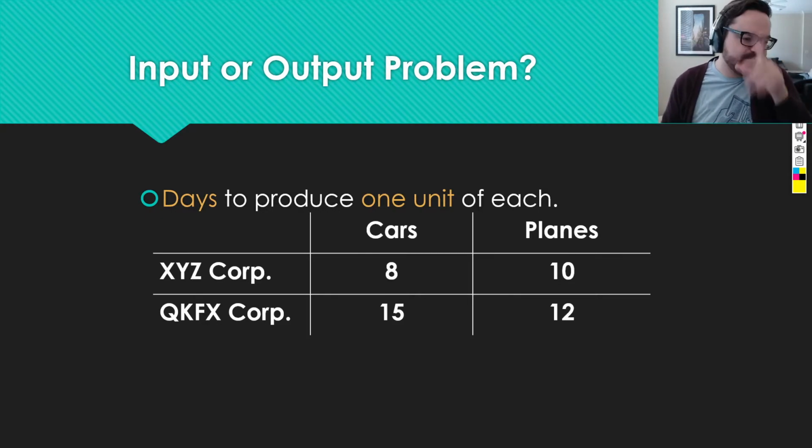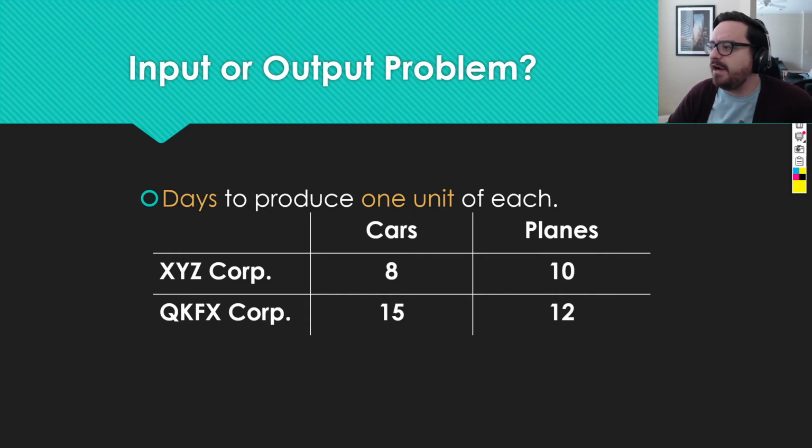Unpause. All right. So, input or output, number of days to produce 1 of each. Okay, what's the variable here? Is the variable the resource or the product? The resource is days, the product is cars and planes. It tells me these are the amount of days it takes to make 1 car and plane, so that means the product is the fixed thing. The resource is the variable. It's an input problem because resources are inputs and output is product. So it's an input problem.